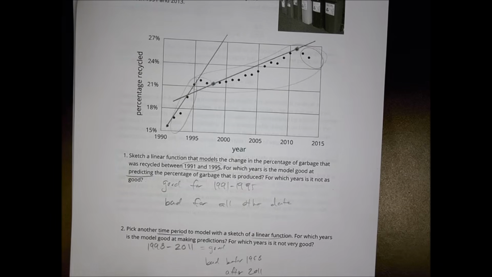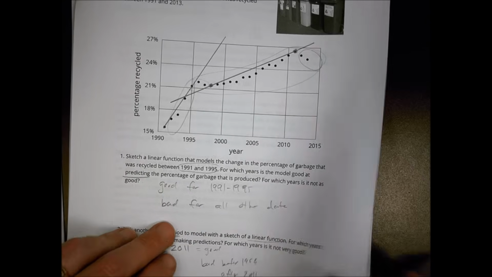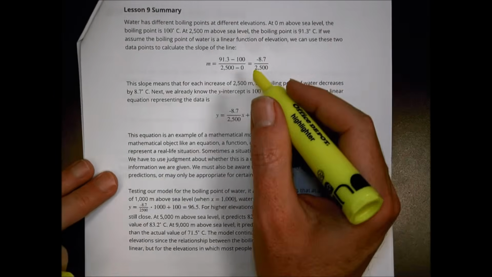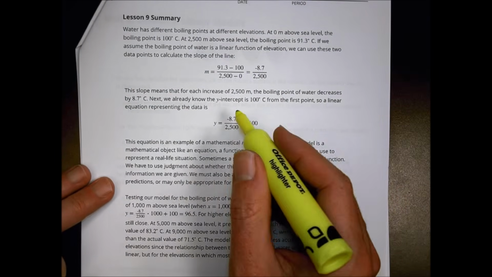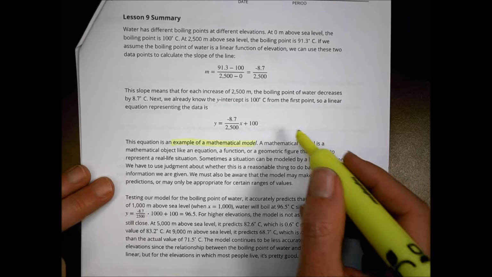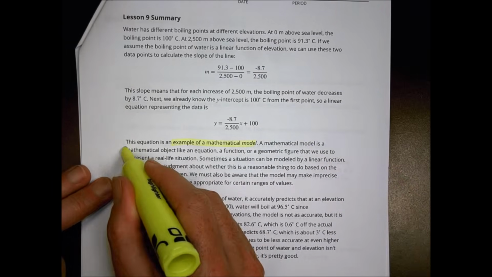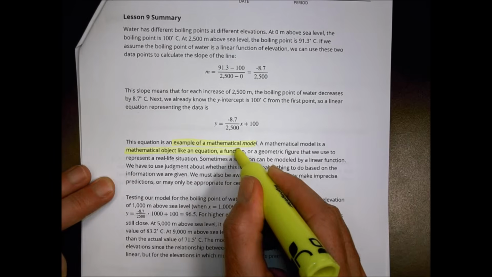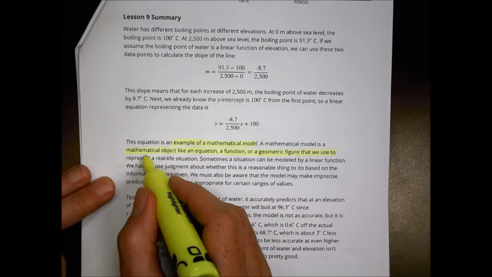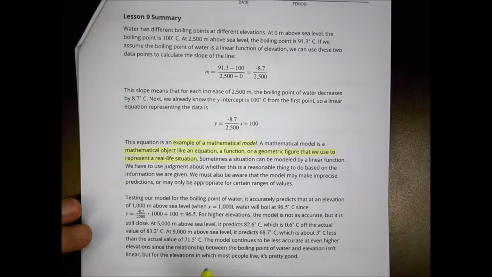So again, just one little model there. You could pick your own dates, that's up to you. And so a summary for today's lesson, because today was pretty quick here, we say that we have some equations here, and these equations are examples of a mathematical model. Okay, a mathematical model is a mathematical object like an equation, a function, or a geometric figure that we use to represent a real life situation.